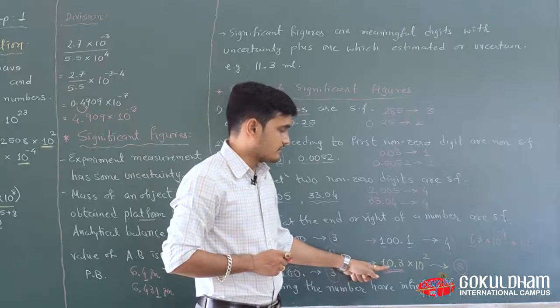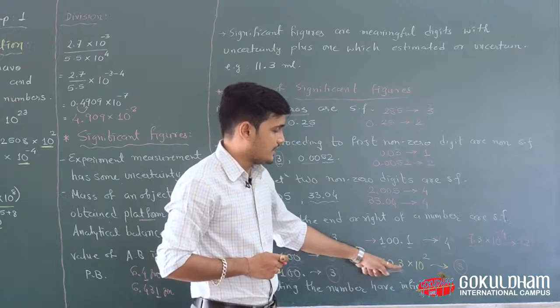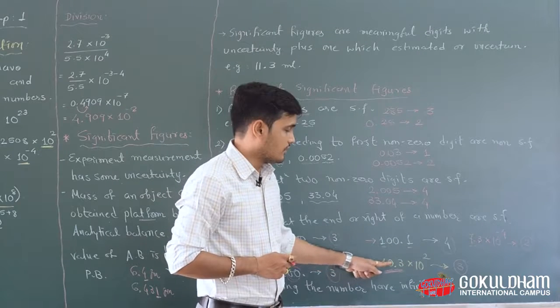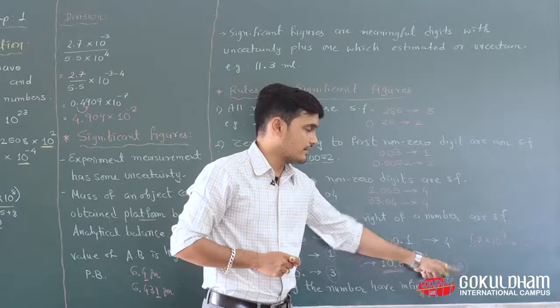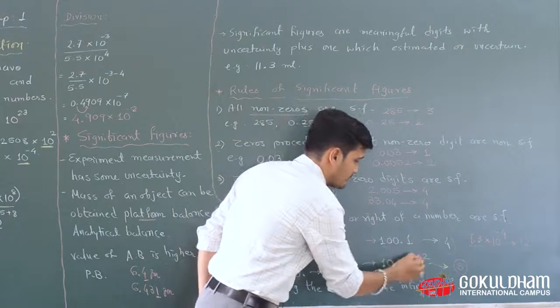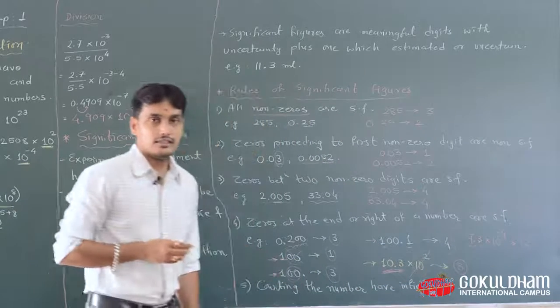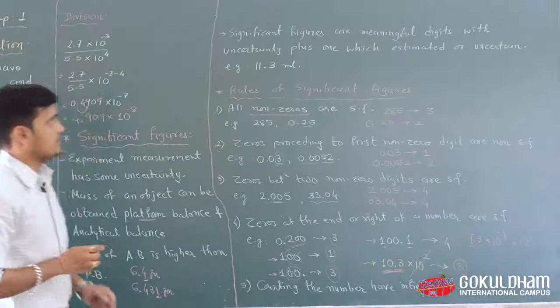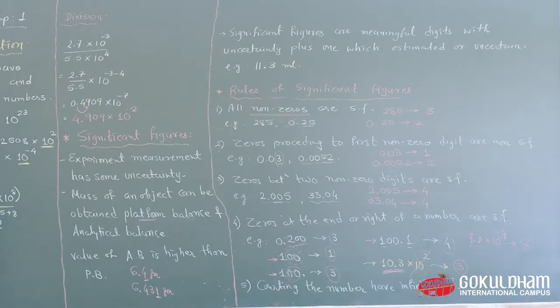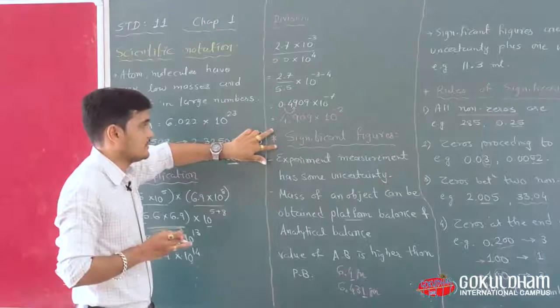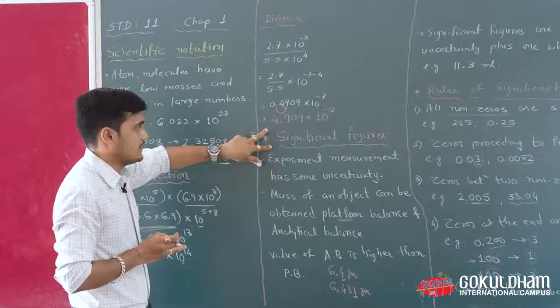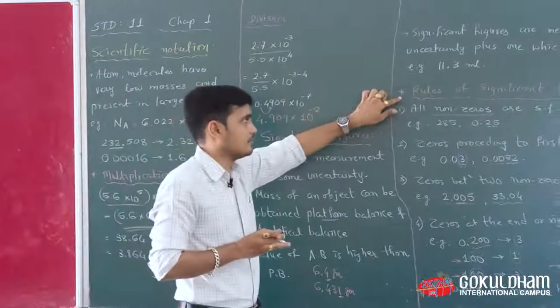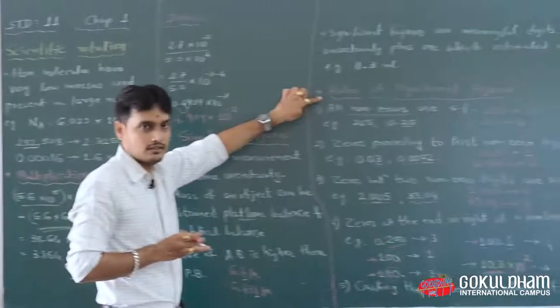In multiplications, 10.3 into 10 raised to 2, the 1, 0 and 3, these 3 are significant figures, but this exponential part is not considered as a significant figure. This is the basic information regarding scientific notation, which is used to write down very difficult or very large numbers in an easy manner. And the other topic is significant figures. These significant figures can be written by these rules of significant figures.